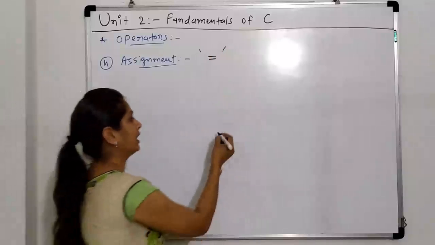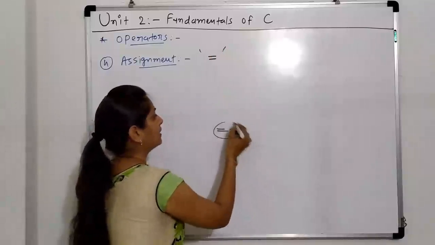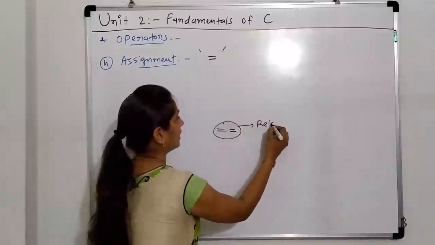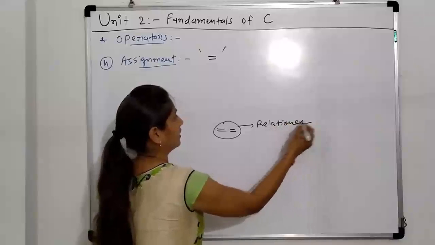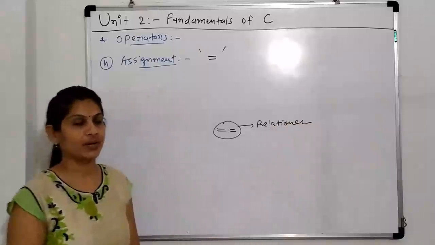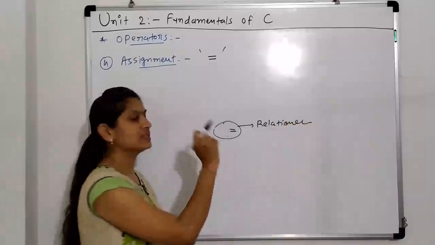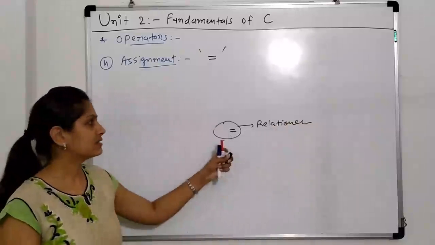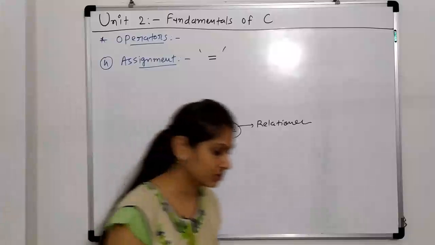If you are putting double equal to, then it is known as a relational operator. It is not an assignment operator. But if you are writing only a single equal to, that is nothing but the assignment operator.